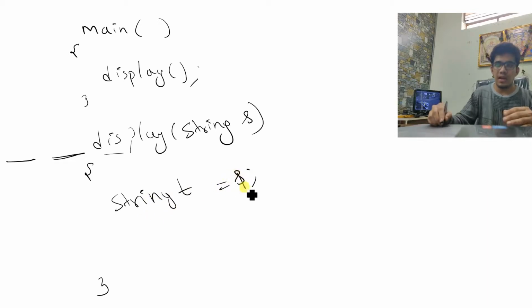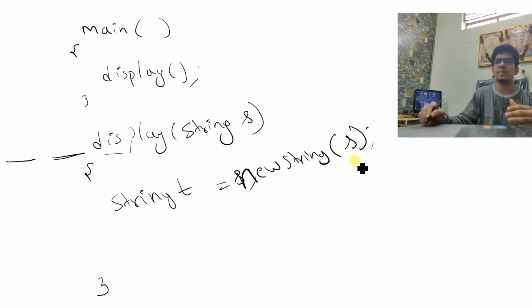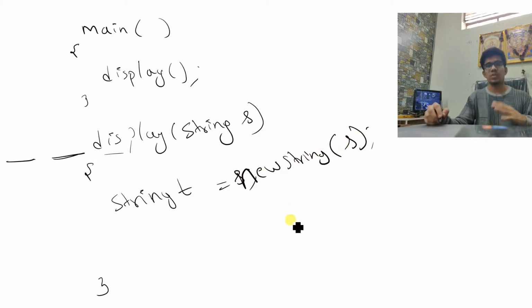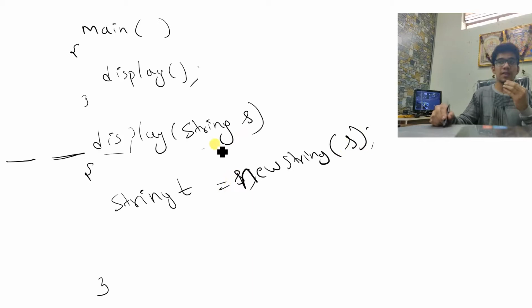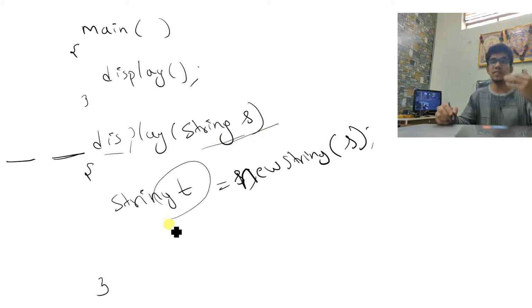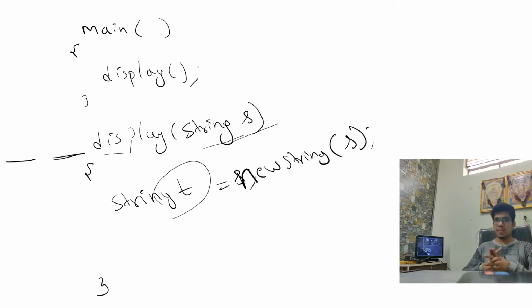Now I will write a new string. How to create a string? String t equal to new string of s. Now you think and tell me, don't you think it is not a constant space it takes? Because if your s value changes, the size of t will change. If your s is large, t will be large. If s changes, the memory of t also changes. So this is the concept of space complexity.